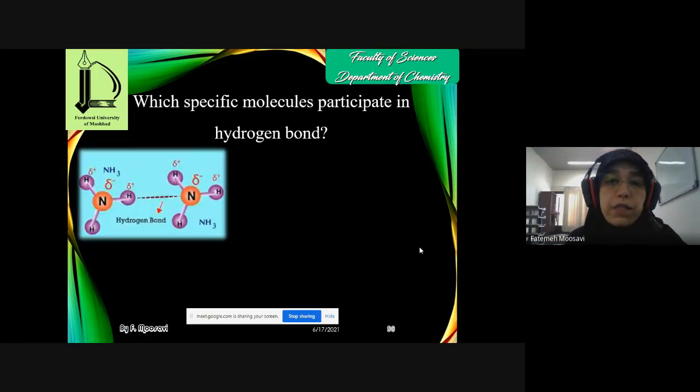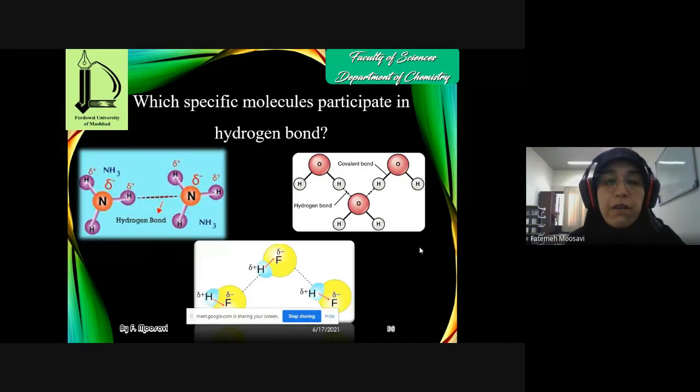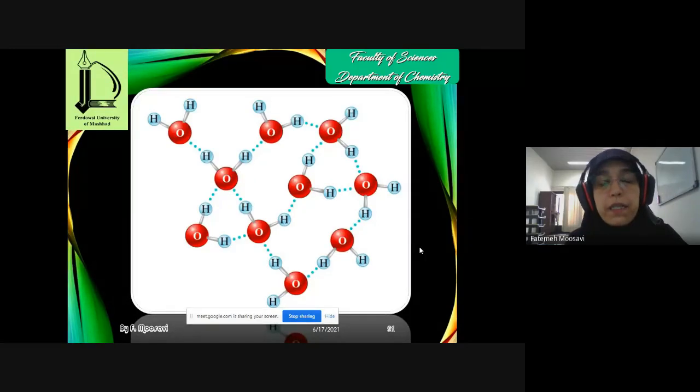We can observe the interaction, as I explained to you, in the case of ammonia, water, and HF molecules. So we have a chain of HF molecules. We have a tetrahedral net of H2O or ammonia molecules. This net of the atoms is shown by dots. And as I told you, the oxygen, hydrogen, and oxygen atoms that interact with each other should be in a straight line to have the strongest interaction.